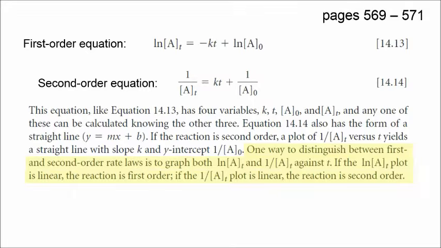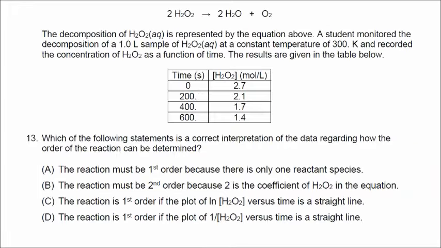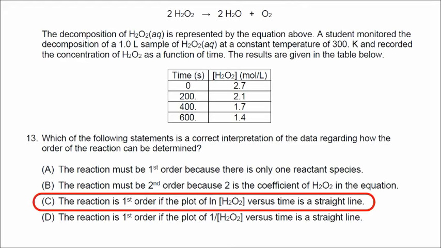On pages 569 to 571, they show you examples of first order and second order kinetics. One way to distinguish between first and second order rate laws is to graph both the natural log of the concentration and 1 over the concentration against time. If the natural log plot is linear, it's first order. And if the 1 over concentration plot is linear, it's second order. So here, the best choice would be C. The reaction is first order if the plot of natural log of concentration versus time is a straight line.